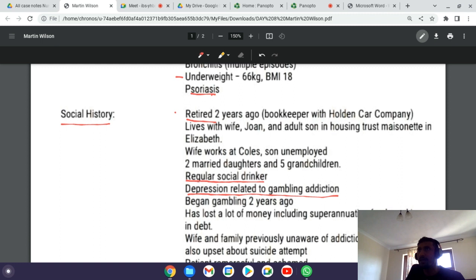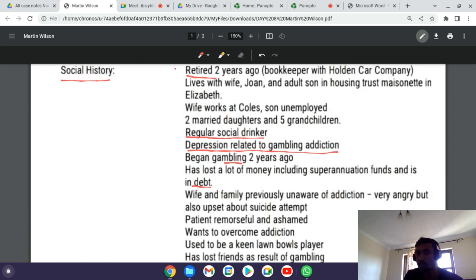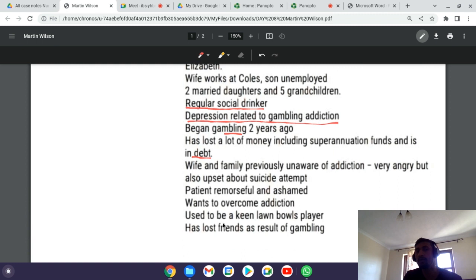So move on, began gambling 2 years ago. So that's also related to gambling. So you can club that information later. Has lost a lot of money, including superannuation fund, and is in debt. So relevant. So this is all connected points. Yeah. So wife and family previously unaware of addiction, very angry, but also upset about suicide attempt. Okay, relevant. Patient remorseful and ashamed.